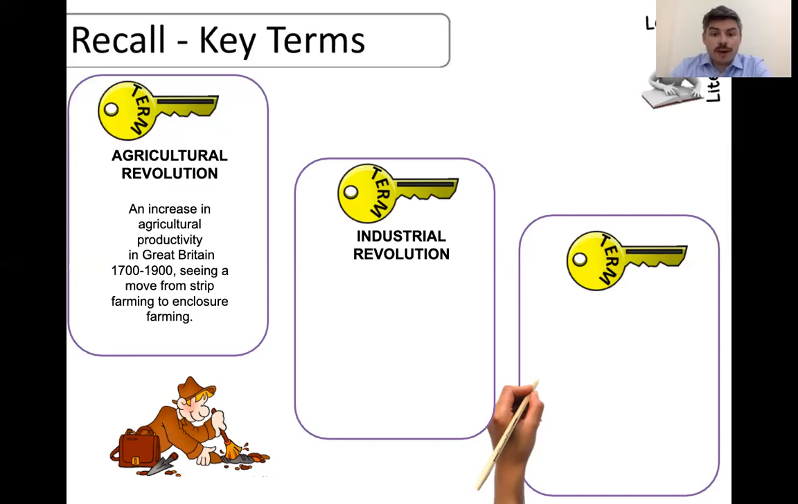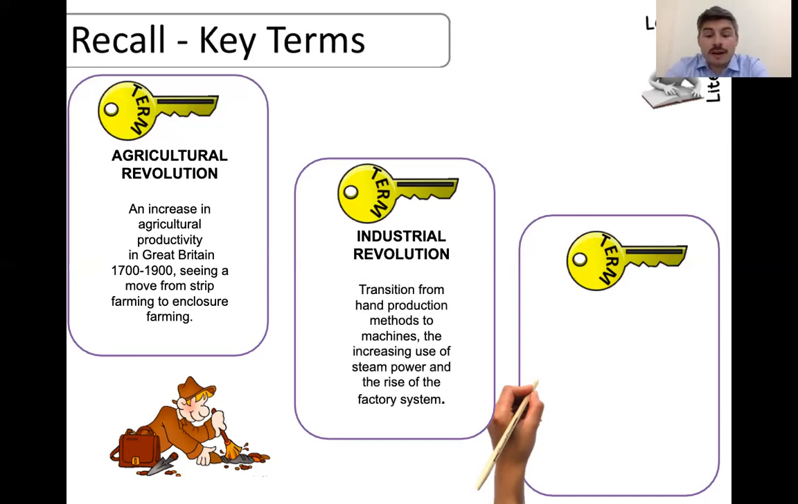Okay, perfect. So let's have a look and compare. So industrial revolution, important definition here. Transition from hand production methods to machines, the increasing use of steam power and the rise of the factory system. So basically, this is where we went from making things with our hands, artisanal. So before the Industrial Revolution, if you wanted a chair and a table, that would be made individually by a carpenter, and he would take his time. Whereas after the Industrial Revolution, things were going to be made by machines in factories.